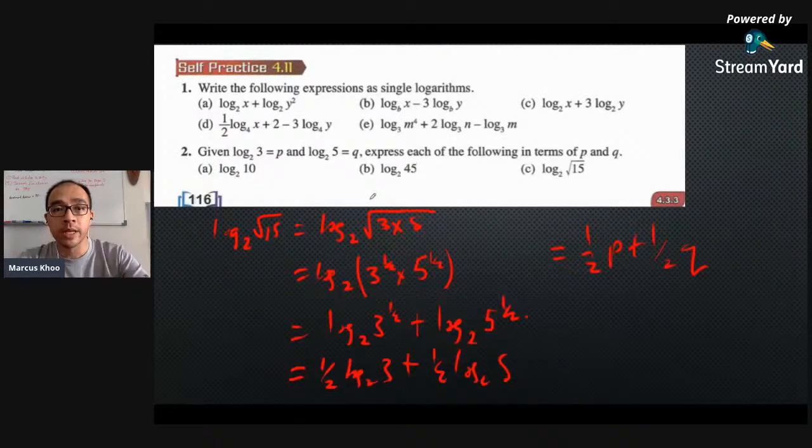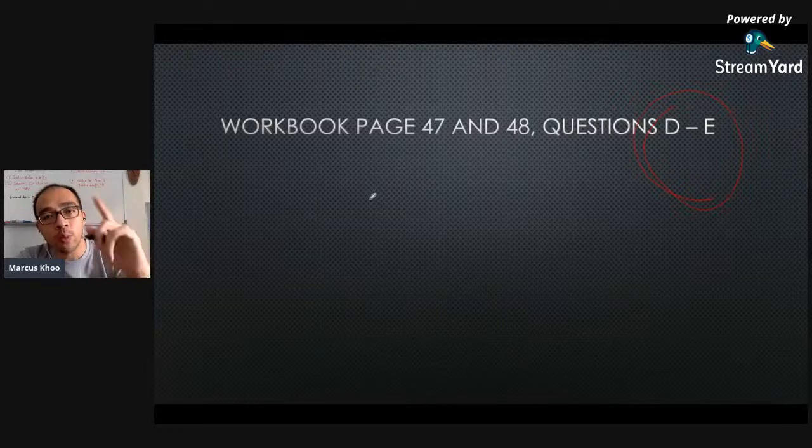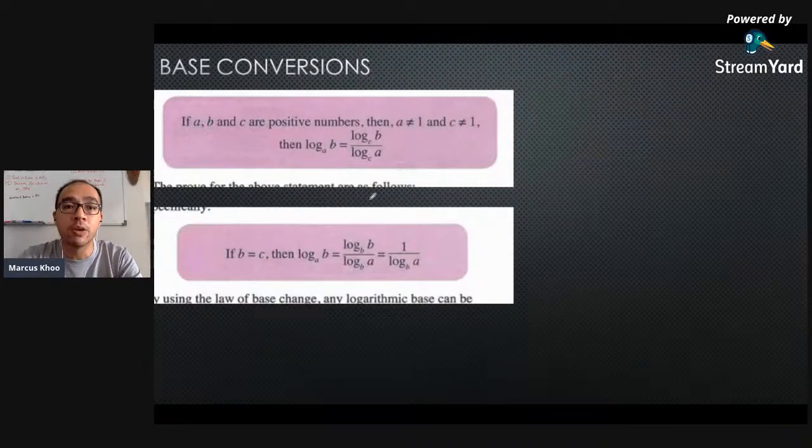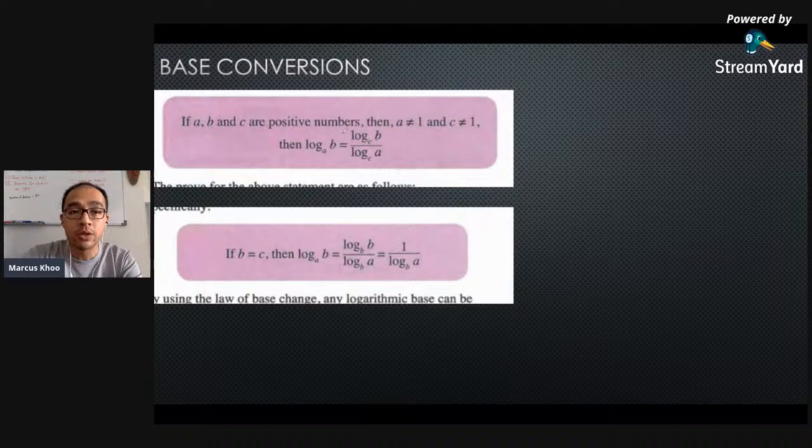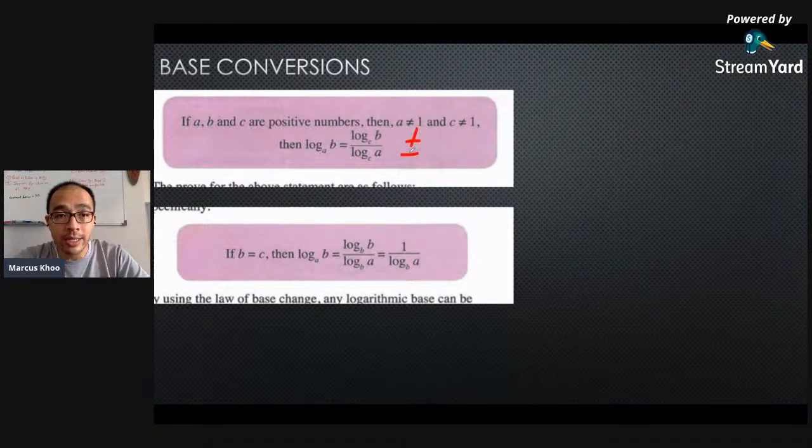So in order to do that, we have to do one extra step, which is called base conversion. Let's say you have log base a of the number b, and I want to change this to another base, log base c. This is the formula to do it. We put the number b on top with log base c, and divide the whole thing by log base c of a.